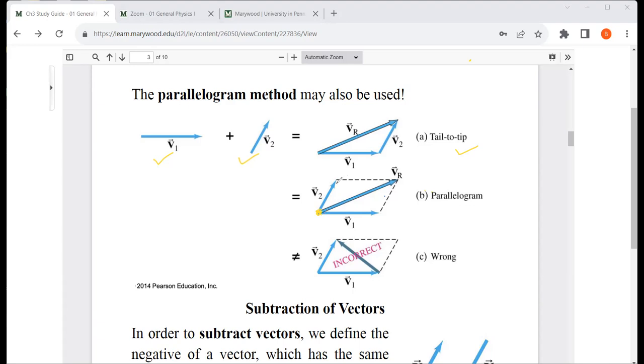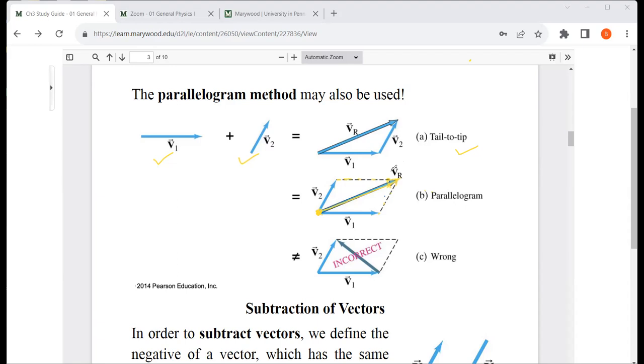Once we have that, we draw a parallelogram. Here you see that we draw a parallelogram and then we draw a diagonal. The diagonal also starts from the same origin. This diagonal that starts from the same origin is the resultant, or the sum, of the two vectors. It's very similar to the tail to tip method.